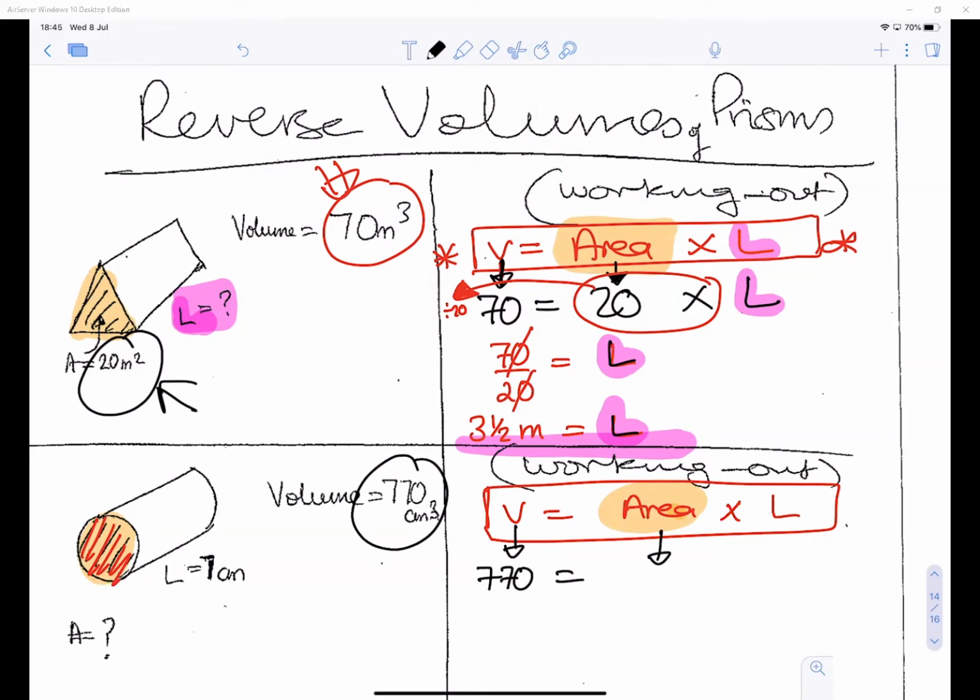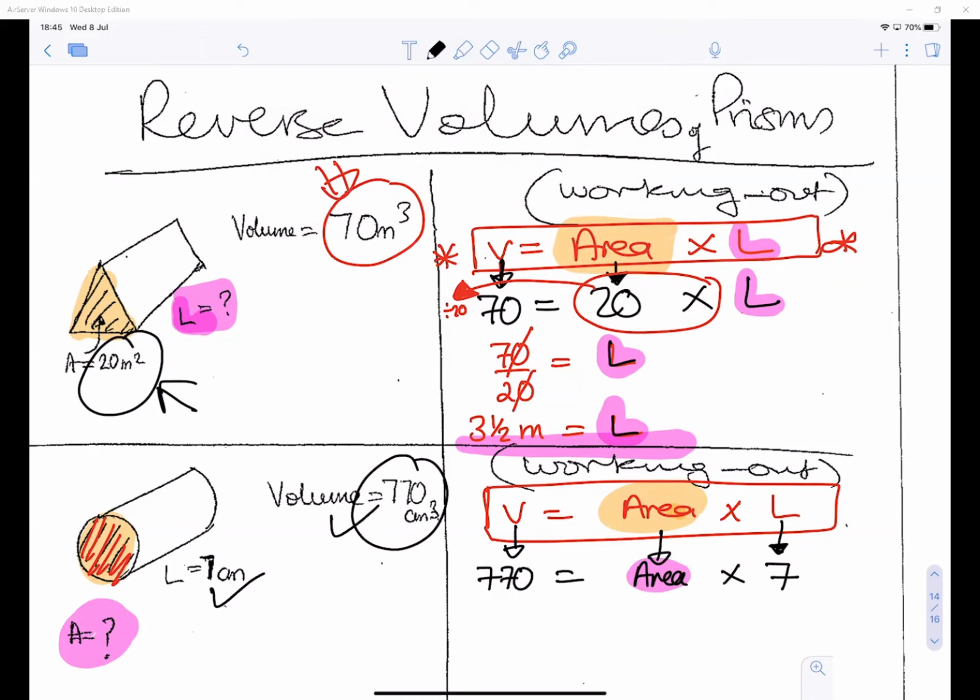Next, you write 770 equals, that's what we did say, 7 times, what's the area? We don't know it yet. Okay, what's the length? The length is 7. So we know everything apart from the area. The area is a question mark here. But we do know the length and we know the volume, which we put in.